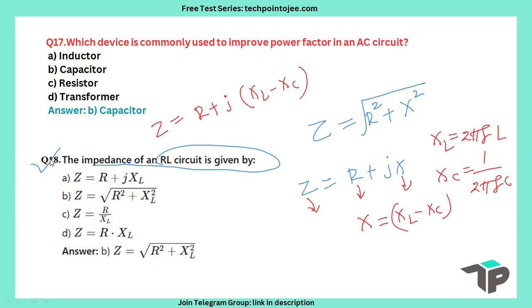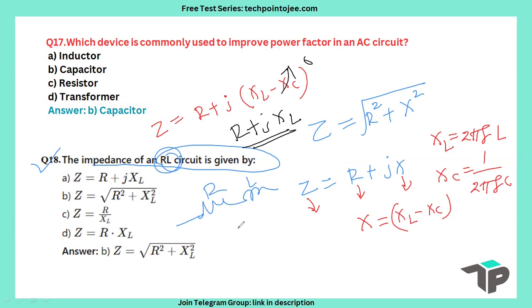So in this question, it is an RL circuit. So resistor and inductor only. In that case, this XC is 0. So R plus jXL. So option A is also correct, but in terms of complex form.